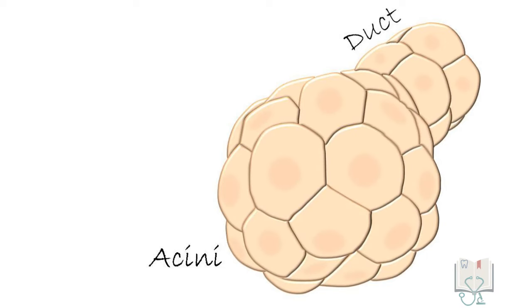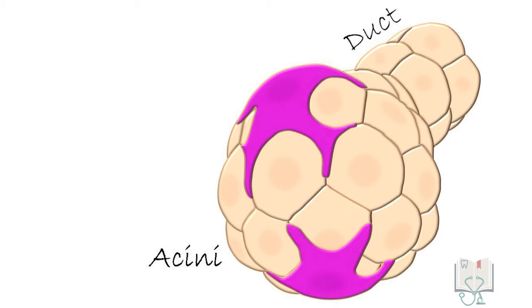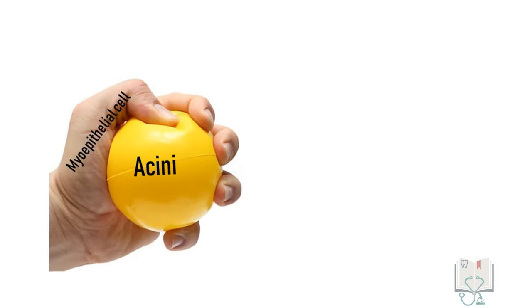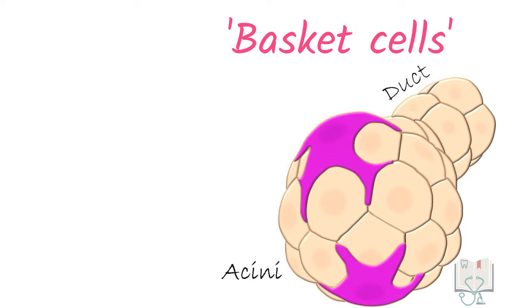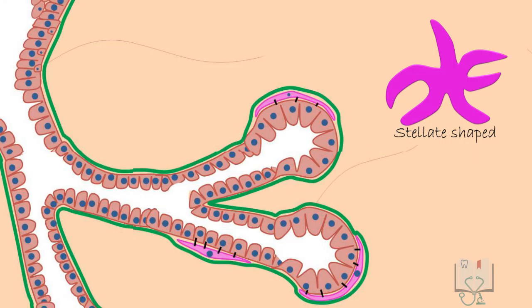If we take a look at the acini from the outside, the myoepithelial cells are present around it. Imagine a player's hands around a ball. Due to this shape, they are sometimes also called the basket cells. Myoepithelial cells that are present adjacent to the intercalated ducts are fusiform.